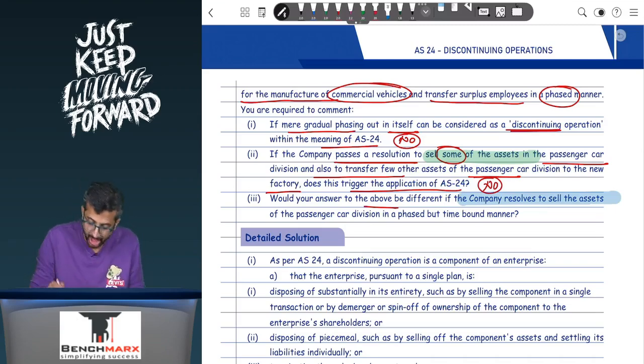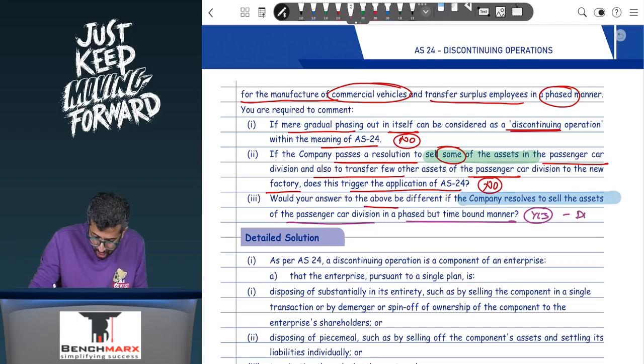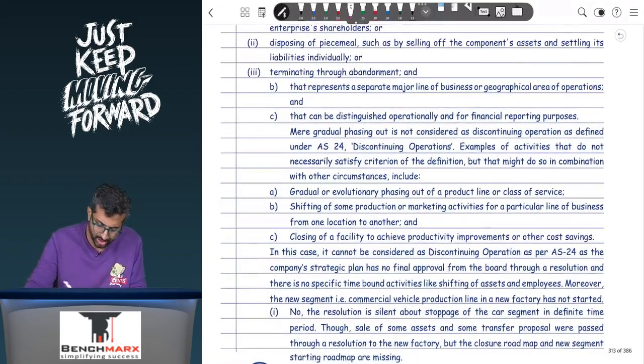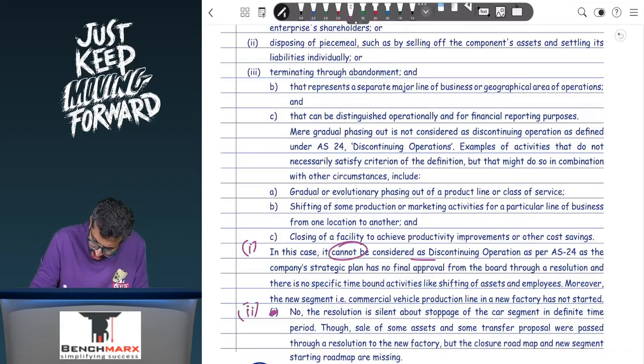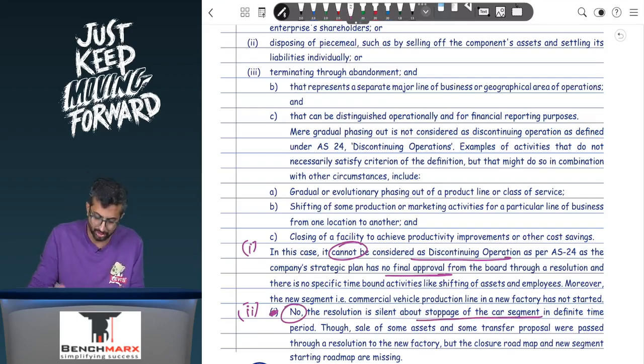Resolves means decides to sell all the assets of the passenger car division in a phased but time bound manner. Yes, your answer will be different, in which case it can be treated as a discontinued operation because the passenger car as a division itself is getting discontinued. So over here this is actually point 1, this is actually point 2. In point 1 we are saying it cannot be considered as discontinued operation as strategic plan has no final approval. Second, again it is no, the resolution is silent about stoppage of the car segment. It is just selling some of the divisions, like selling one of the restaurants.